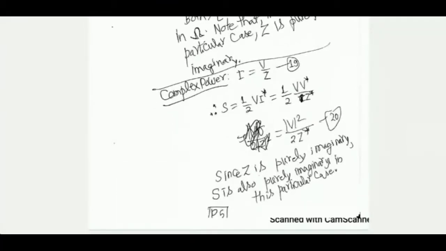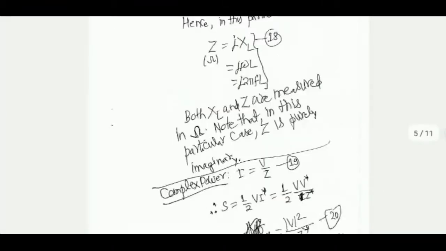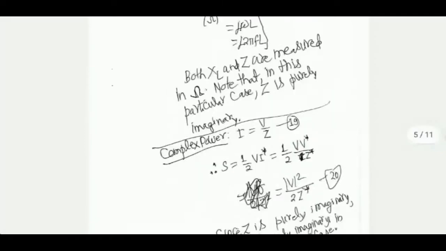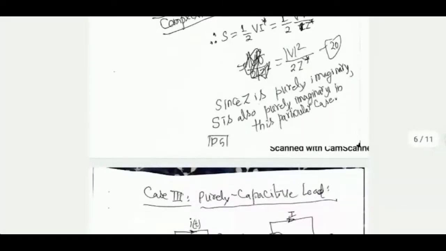However, the fact is that Z is purely imaginary in this case. It's j omega L. So S will turn out to be purely imaginary in this case. It relates to the fact that in time domain we saw 90 degrees phase difference in case of inductive load.